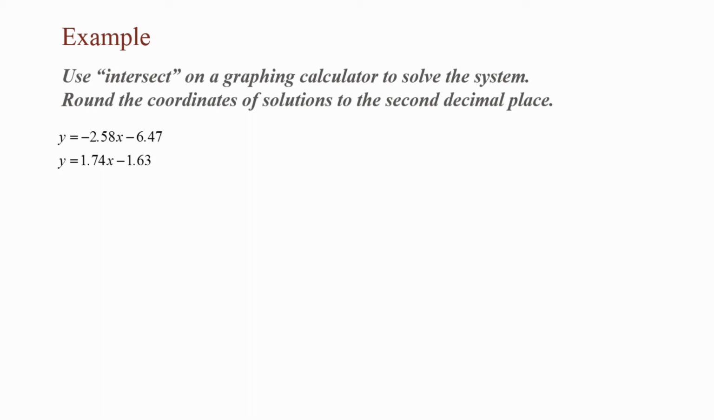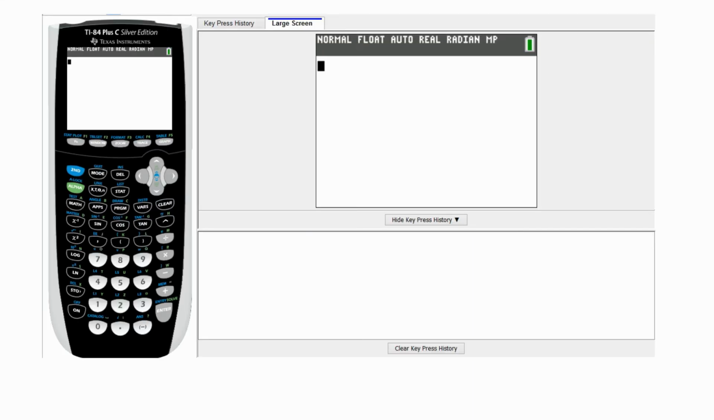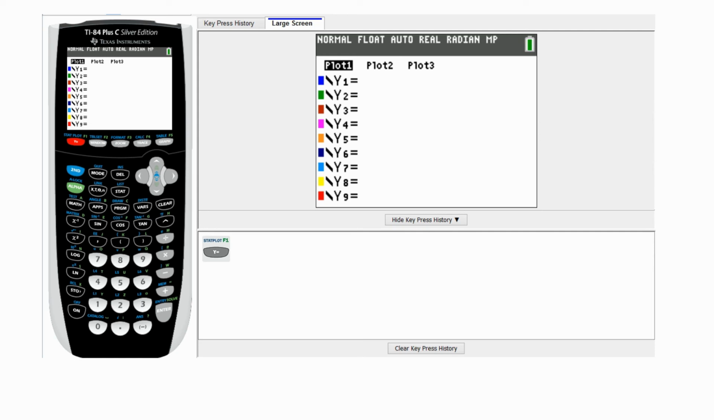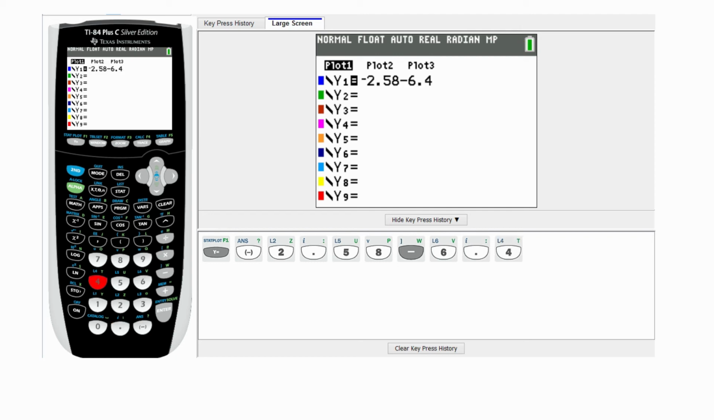In this example, I want to use intersect on a graphing calculator to solve the system. Round the coordinates of the solution to the second decimal place. I have y equals negative 2.58x minus 6.47 and y equals 1.74x minus 1.63. Using our graphing calculator, we want to first go to y equals and then type in each line. Make sure you use the negative symbol, negative 2.58 minus 6.47. I've forgotten my x.